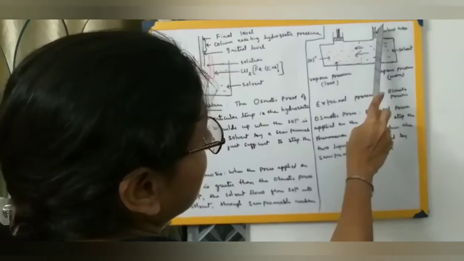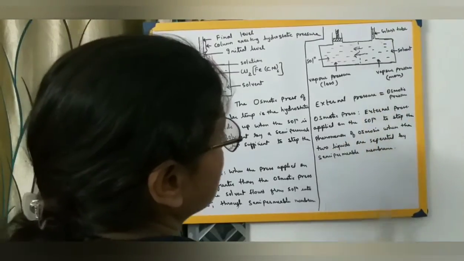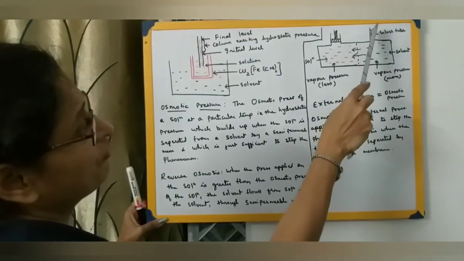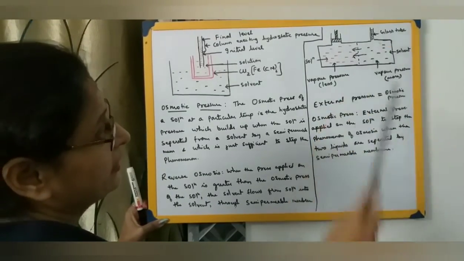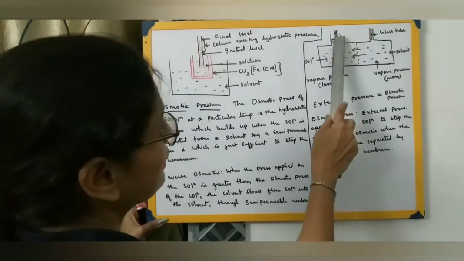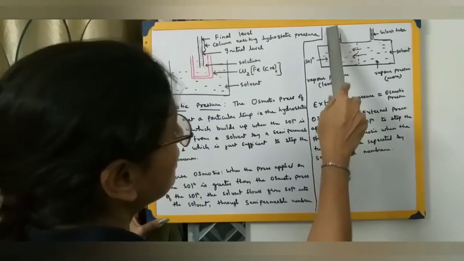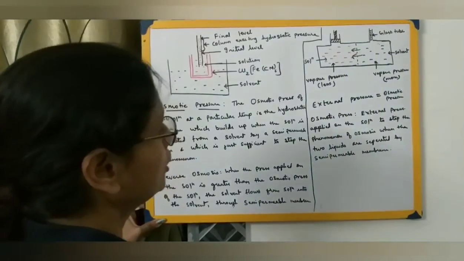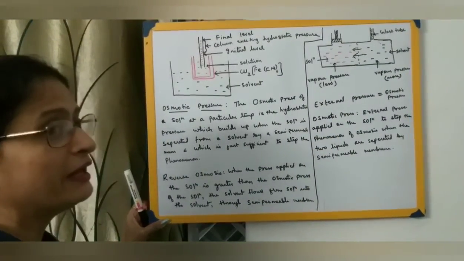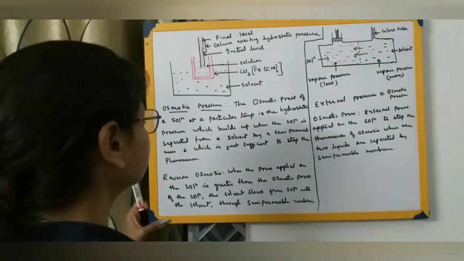That is, in the initial case, the process of osmosis was taking place. The liquid column was falling down. But as the pressure has been applied, we will find that the liquid column becomes steady because of this pressure applied over here. So we can say that the osmotic pressure is equal to the external pressure which we are applying on the solution to stop the phenomenon of osmosis when the two liquids are separated by a semi-permeable membrane.